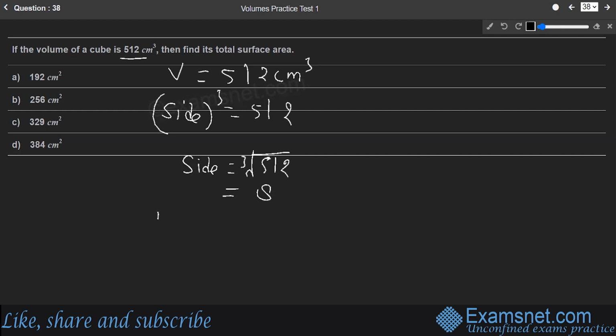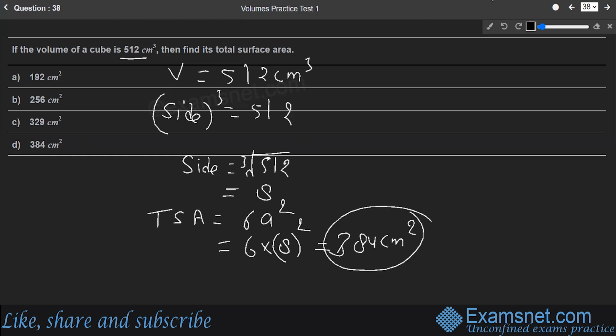So now we can find out the total surface area. Total surface area can be calculated by 6 into a square. So let us put that value. 6 into side value is 8. 8 square we have to do. So it's going to be 6 into 64. That is nothing but 384 centimeter square.